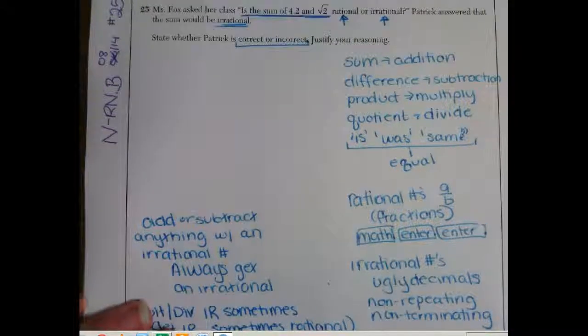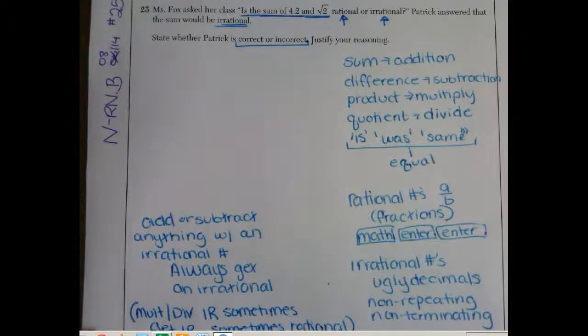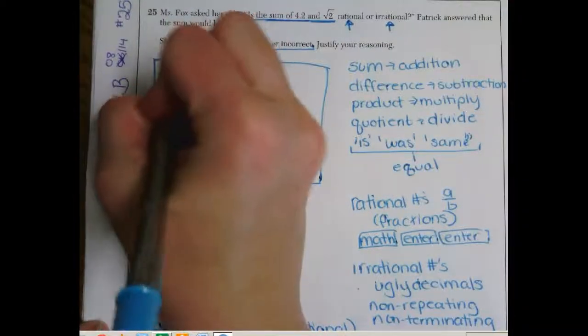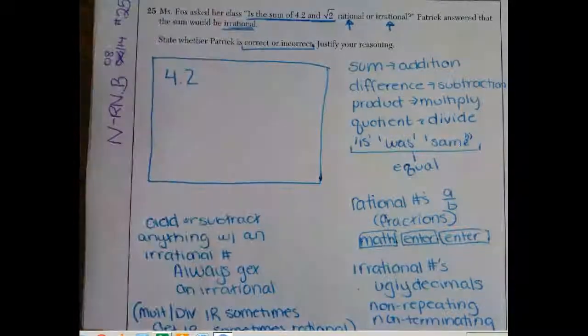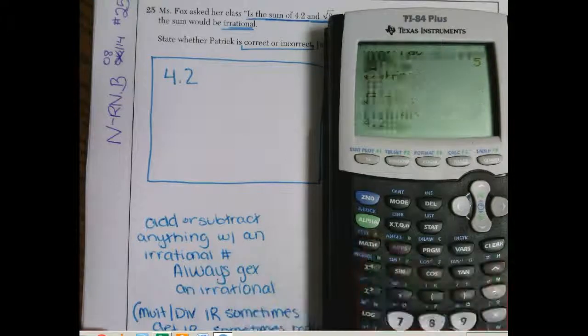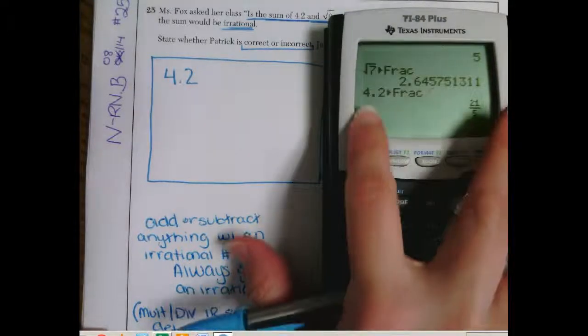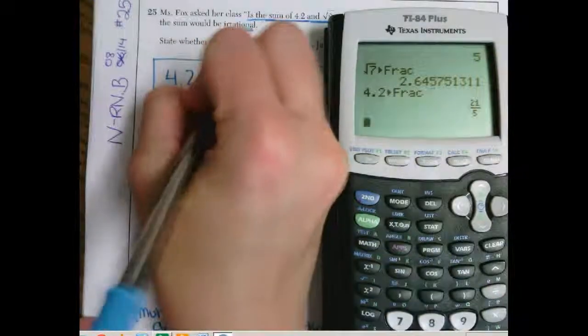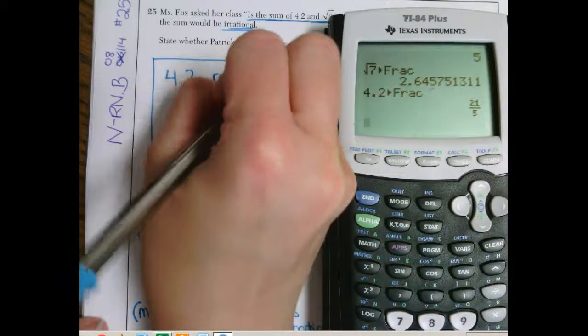Ms. Fox asked her class, is the sum of 4.2 and the square root of 2 rational or irrational? So I'm going to write my response in this box. Well, let's look at it. Well, let's see. Is 4.2 rational or irrational? So on my calculator, I hit 4.2, math, enter, enter. Well, 4.2 converts to 21 over 5, so I know that 4.2 is rational.